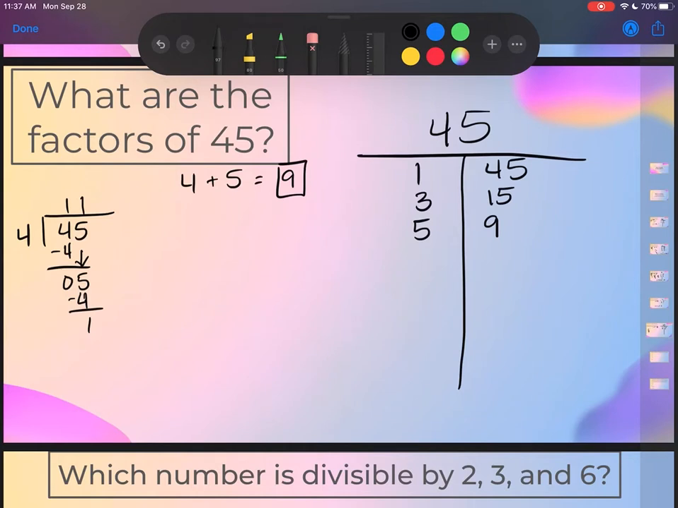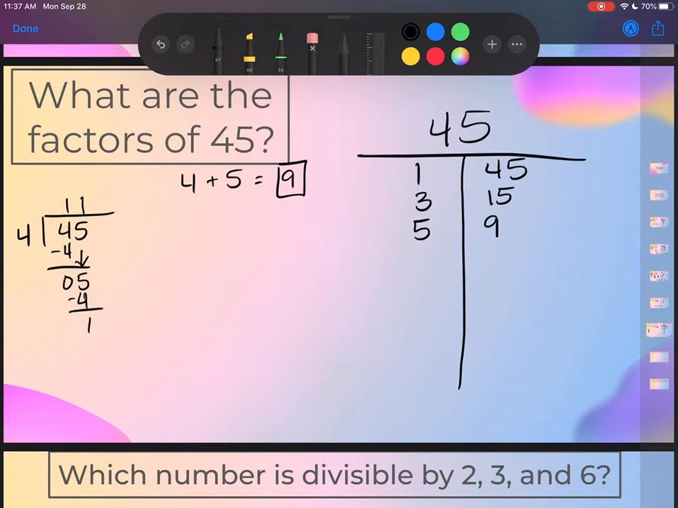What about 7? Let's think about our multiples of 7 for a second. So remember, when we skip count by 7, that is 7, 14, 21, 28, 35, 42, 49. 45 is not on that list, right? So it's not divisible by 7. What about 8? Let's think about our multiples of 8. Well, 8, 16, 24, 32, 40, 48. So it's not on that list of 8 either.